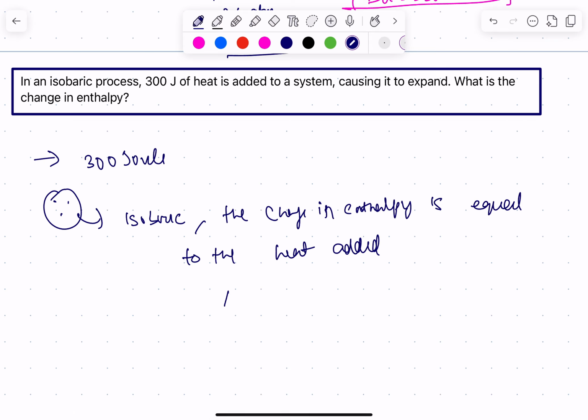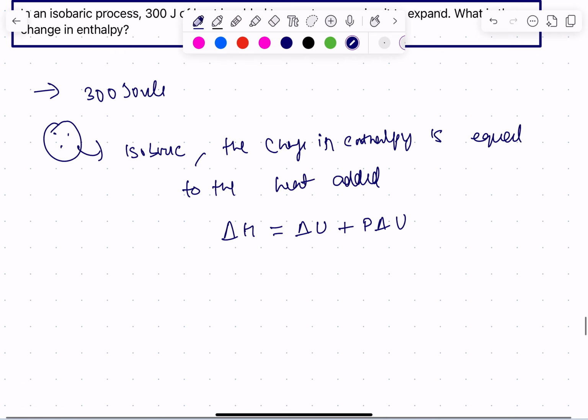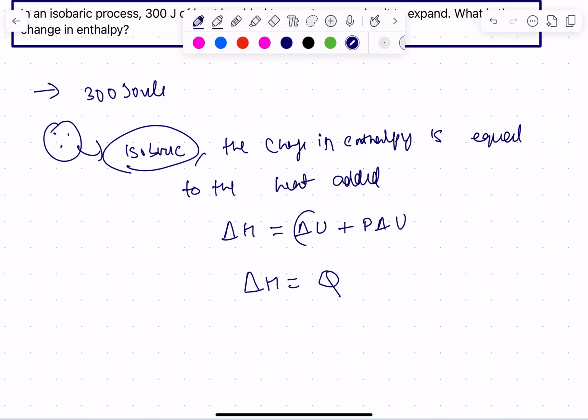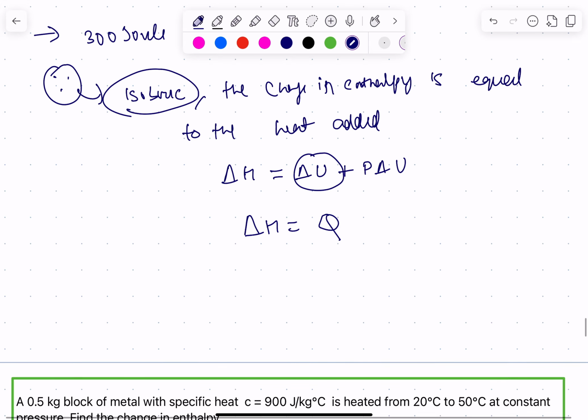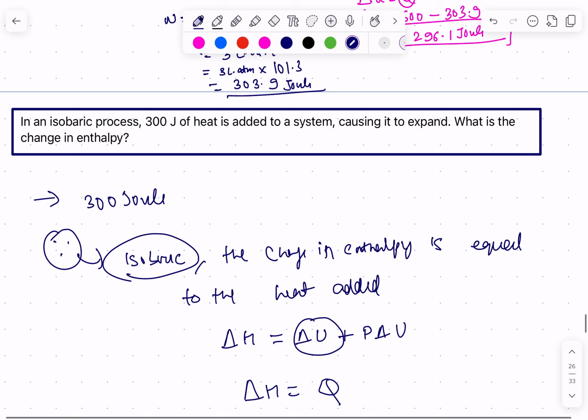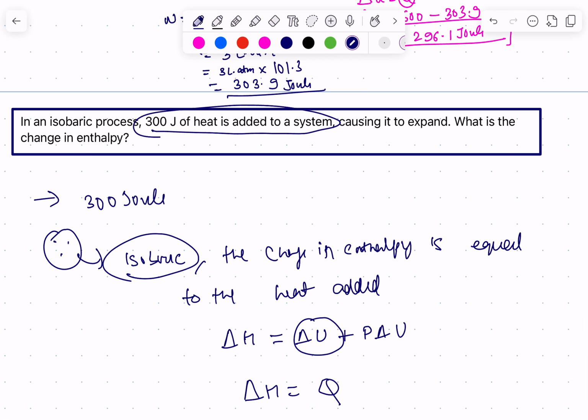So delta H will be equal to, since you know the general formula, delta H is equal to delta U plus P delta V. Yes. So in this isobaric process, delta H will be equal to the heat added, so your answer will be the same: 300 joule is heat added.